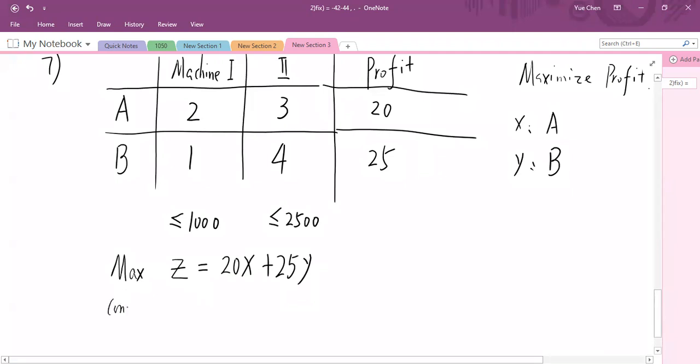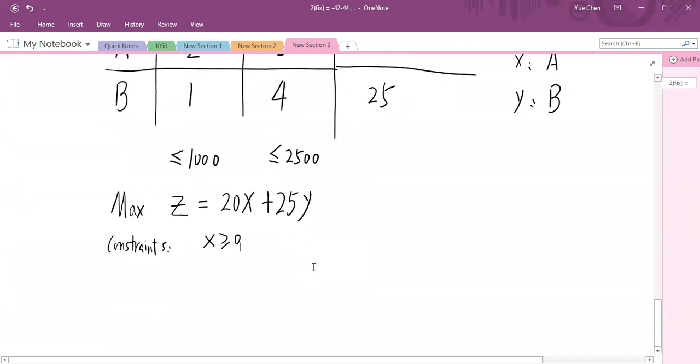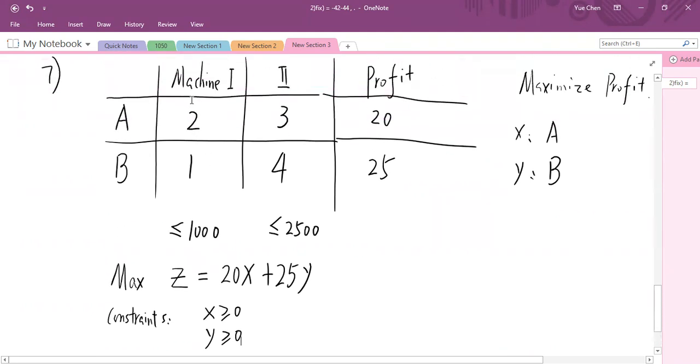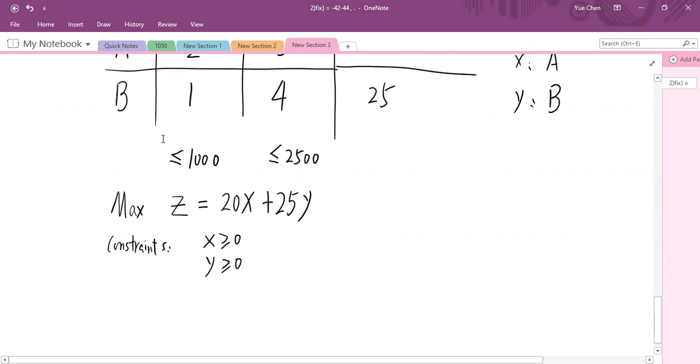And what are the constraints? X is greater than or equal to 0, no problem. Y is also greater than or equal to 0. And we also have machine 1 only at most 1,000 hours. So the total hours on machine 1, for product A, is 2x, and for product B, 1 times y. So the total hours is 2x plus y, but it's less than or equal to 1,000.